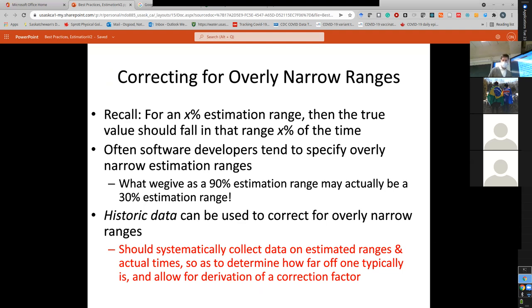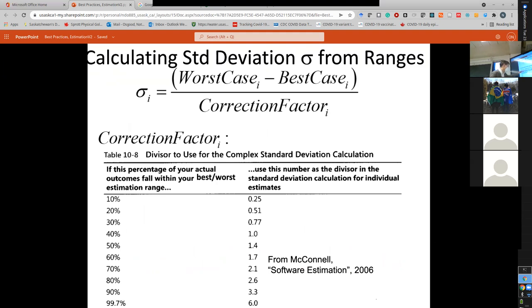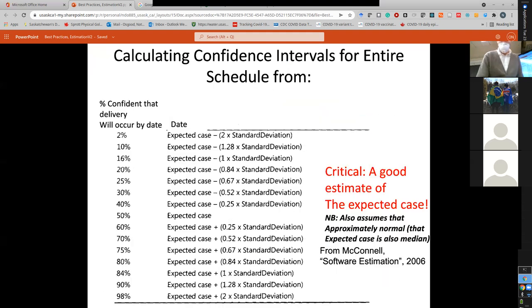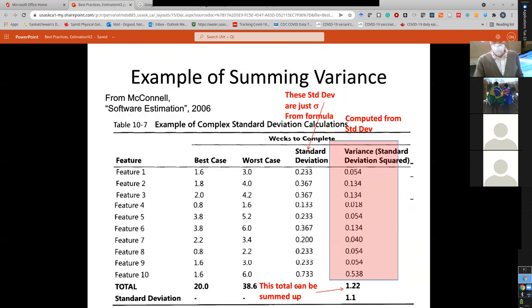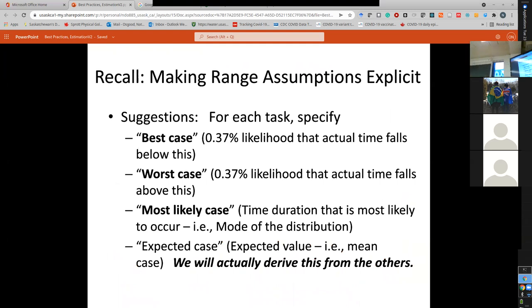So we can take a look at the percentage of time your actual outcome falls within your best-worst estimate range. Let's suppose it's 30%. Then we can calculate the standard deviation using this correction factor: worst case minus best case with the correction factor. If your best and worst are really 6 standard deviations out, so 99.7% of the time the actual length of time falls within your best and worst range, then you divide by 6, just like I said. So you should know there is a way of doing this. It allows you to derive the expected value of how long it would take and derive the variance, and you add up the variances to get the best and worst case time for the entire system. That's the basic idea.